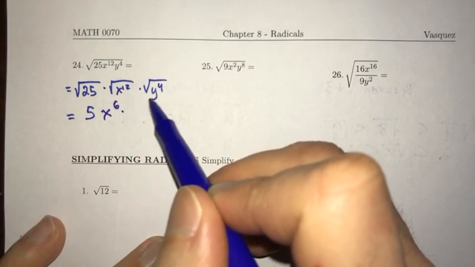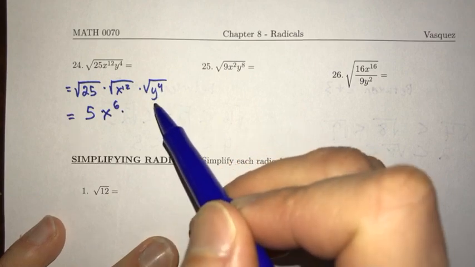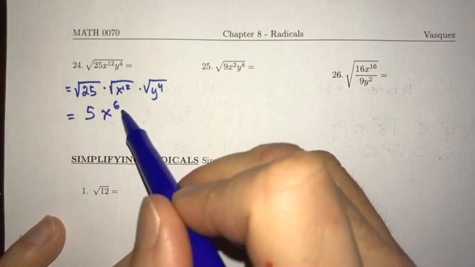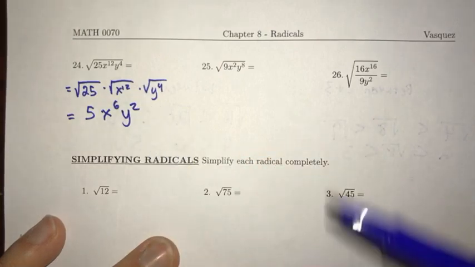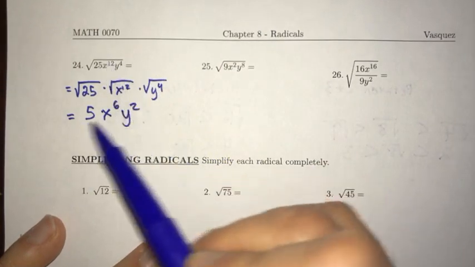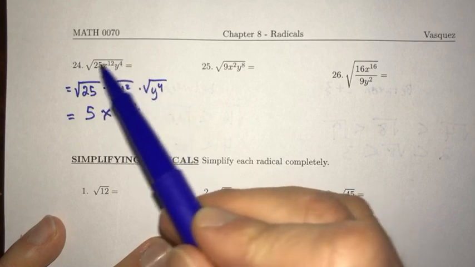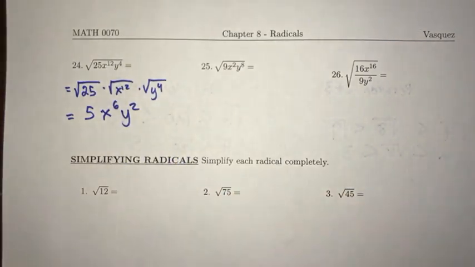And here, square root of y to the 4th, you have to say, what do I square in order to get y to the 4th? I believe that will be y squared. So the square root of all of this right here is 5x to the 6th y squared.